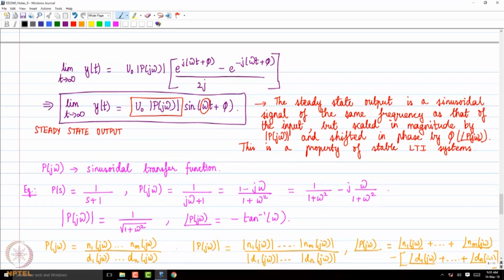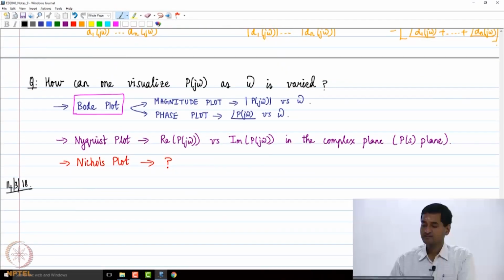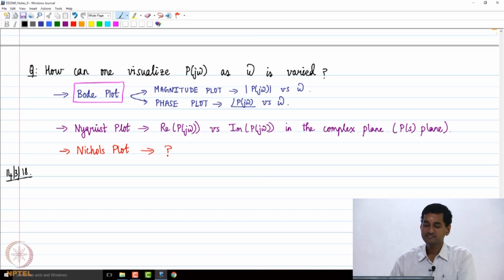Consequently, the frequency response is characterized by P of j omega, which is called the sinusoidal transfer function. That's something we discussed yesterday. The question that arises is, since P of j omega is a complex valued function of omega, how does one visualize it as omega is varied, from a practical perspective? There are multiple visualizations that are possible. The most commonly used one, which we are going to commonly use, is called a Bode plot, and there is also something called a Nyquist plot and a Nichols plot.